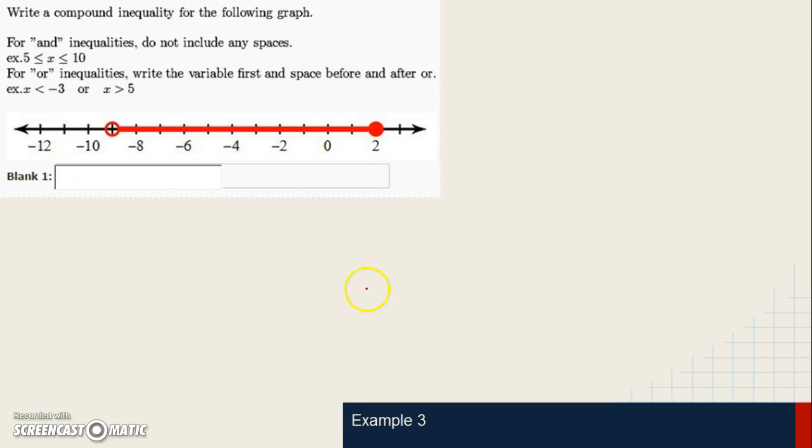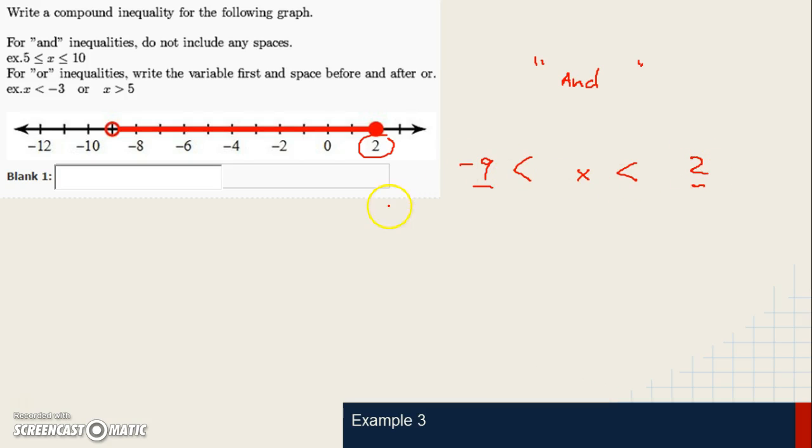Alright, example number 3. Since you guys have seen 2 examples and I've explained them both in detail, we're going to fly through these a little bit quicker now. We notice right away in example 3 that the line is connected, so we know that this is an AND. So we know that we have x, our smallest value, and our greatest value. Our smallest value here appears to be negative 9, and we know that x is going to be greater than our smallest value. And our largest value here is 2, and we know that x is going to be smaller than our greatest value, which is 2.